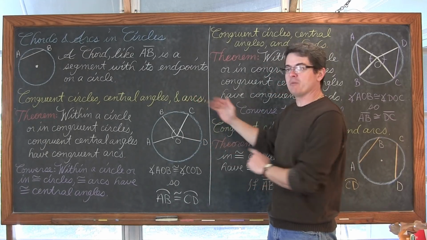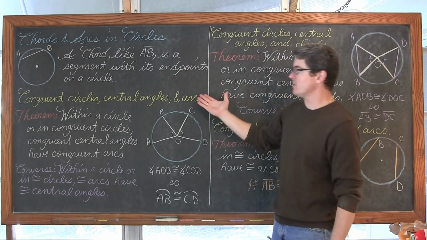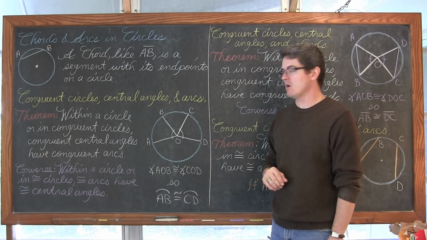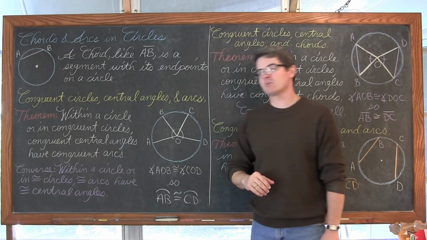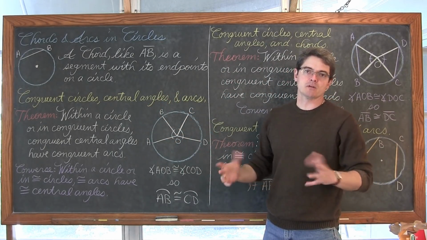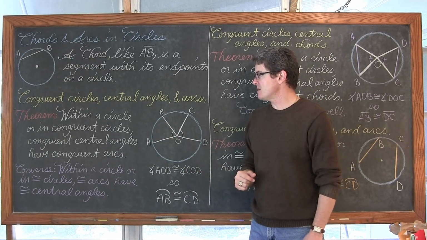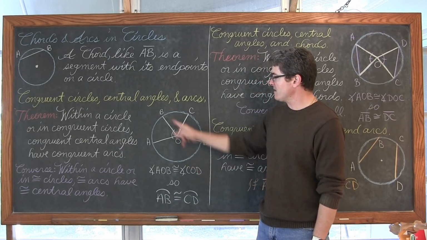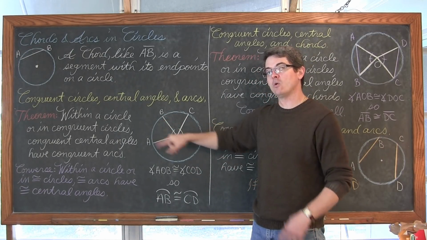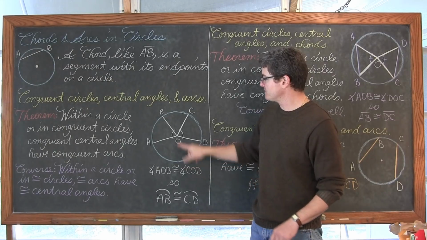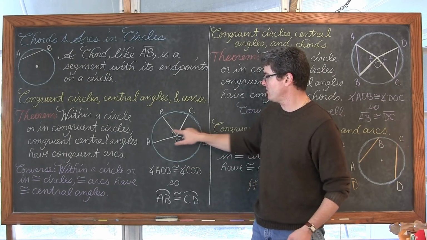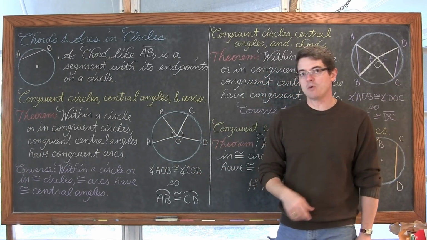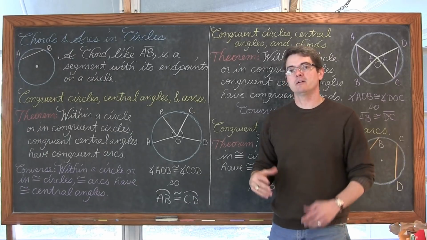Okay, so our first theorem and converse is going to look at the relationship between congruent circles, central angles, and arcs. So within a circle or in congruent circles, because same radius, going to be the same shape and size, congruent central angles have congruent arcs. Now we can measure arcs as far as length or in degrees. So if our central angles, maybe they're both 40 degrees, are congruent, then the measure of the arcs are going to be equal as well, both in degrees and in length.